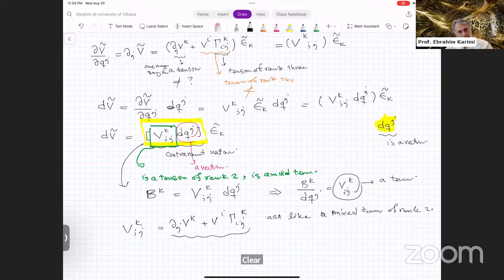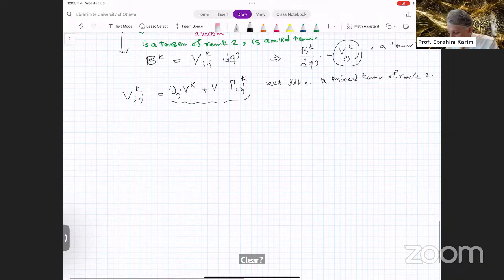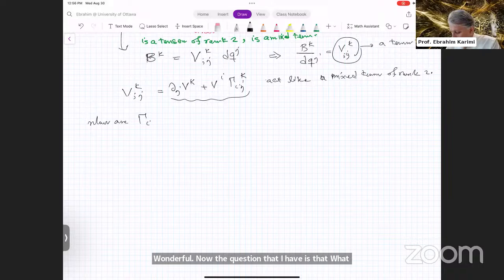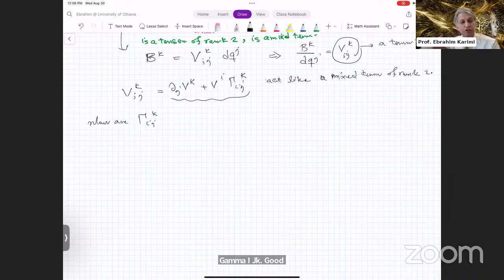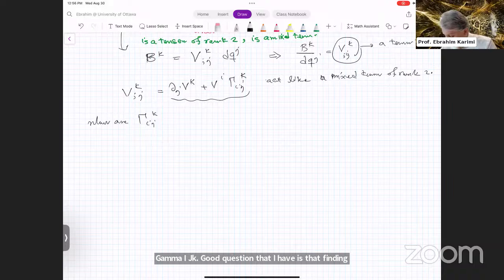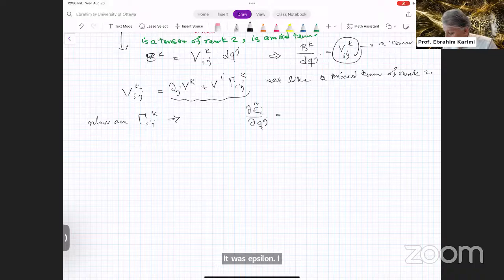Wonderful. Now the question that I have is, what are gamma IJK? The question is finding the coefficient of expansions for the changes of the vector basis, which indeed is nothing more than taking the derivative. Look at the expansions that we had. It was epsilon I, taking the derivative with respect to QJ, and that was given by gamma IJK epsilon K. So that was the definition that we had.